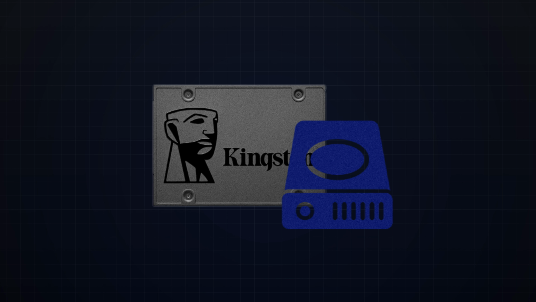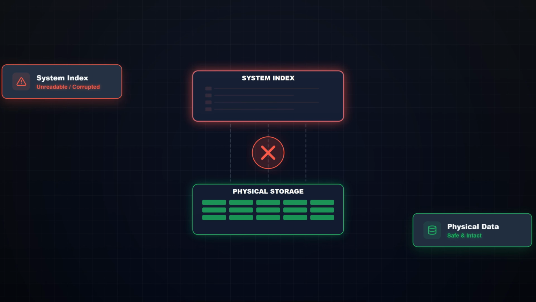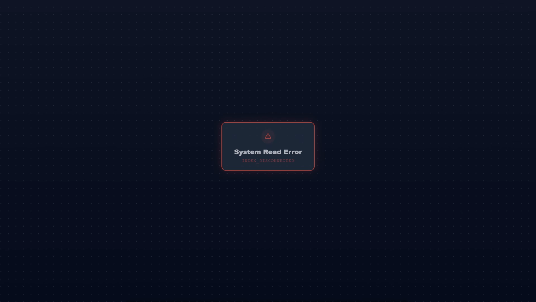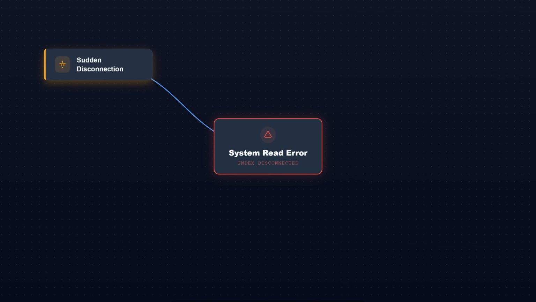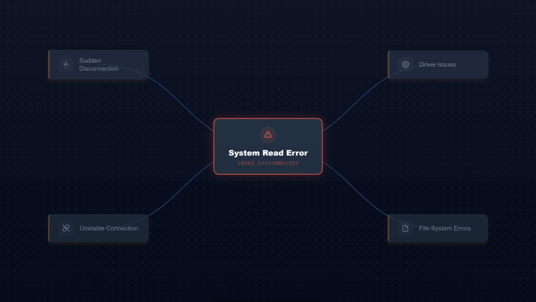If your drive shows occupied space but no files are visible, it means your data is likely still physically on the drive. The system just can't read or display it correctly. This can happen due to sudden disconnection, driver issues, unstable connection, or minor file system errors. So let's start with the simplest fixes first.